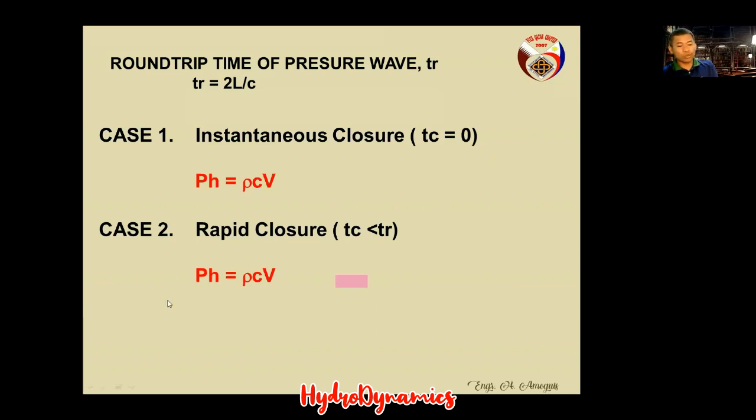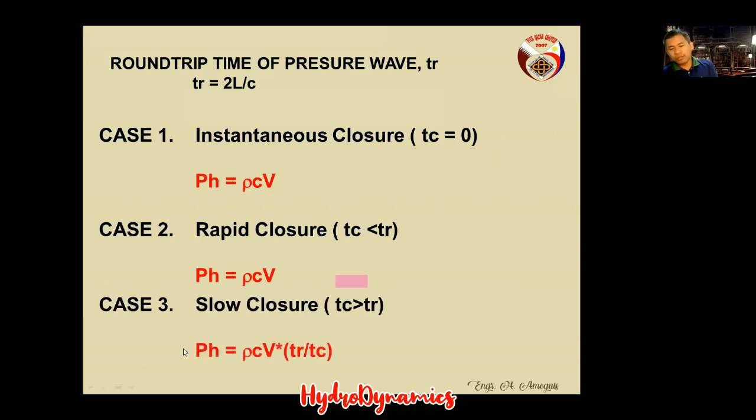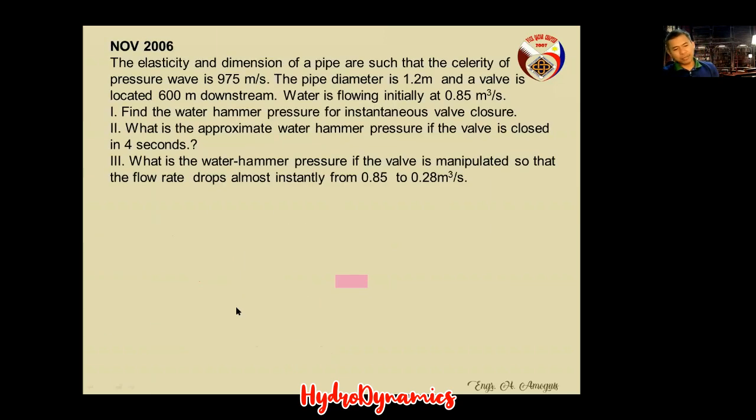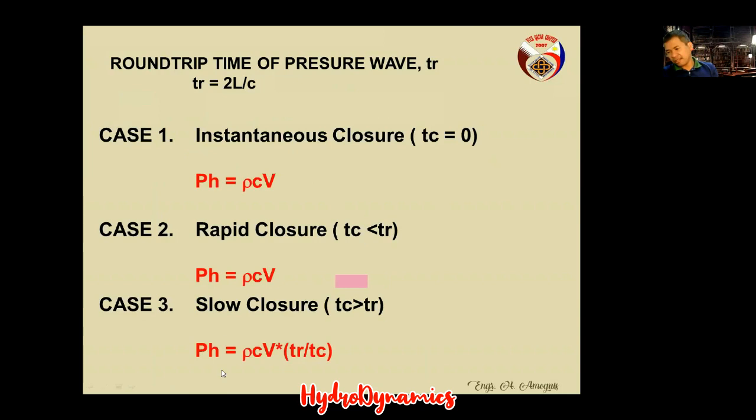But for slow closure, where it is done gradually and the time of closure is greater than the round trip time, the pressure is smaller. So there is a small correction: rho C V times TR over TC. That is just the direction of motion. The only problem is knowing the cases, because celerity is easy and velocity is easy. It is just a matter of knowing the cases of closure.